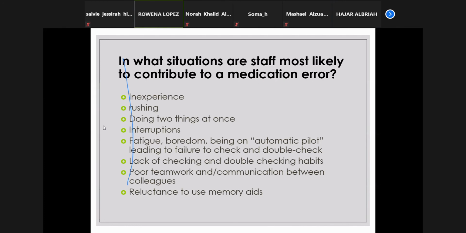So there are some hospitals that really have poor teamwork. They don't care at all, okay? Sometimes they don't even remind the new staff, oh, it's already your medication time, it's already 12, so we need to take the medication from the pharmacy or whatever. And then if you are very busy, they will not help you at all. Then reluctance to use memory aids, okay?